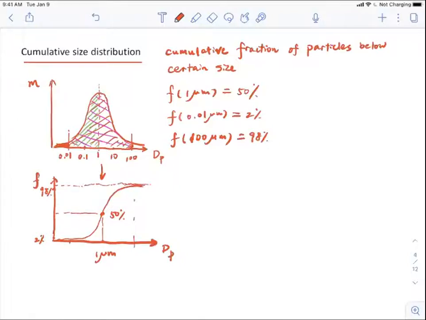So why is it important? It turns out that people actually use these cumulative mass fractions to tell whether a size distribution is log normal or not. So this is a relatively easy way to tell if the size distribution, or if the PM, follows a log normal distribution.